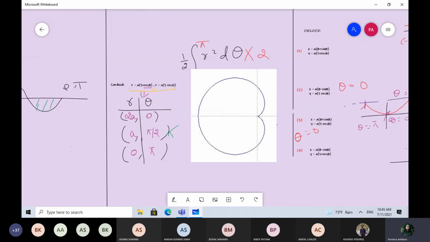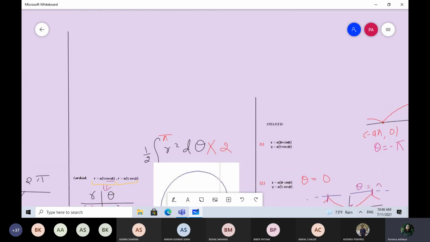Okay, so if in your exam you get a question on the cardioid, you should remember that your limits of integration will be 0 to pi. Okay, now let's look at cycloid.